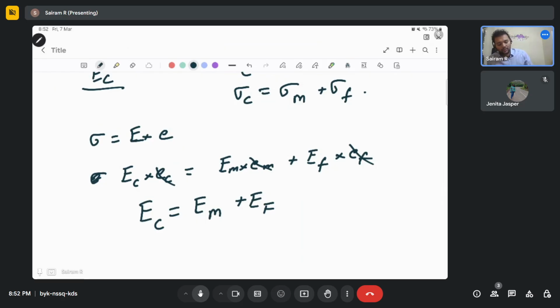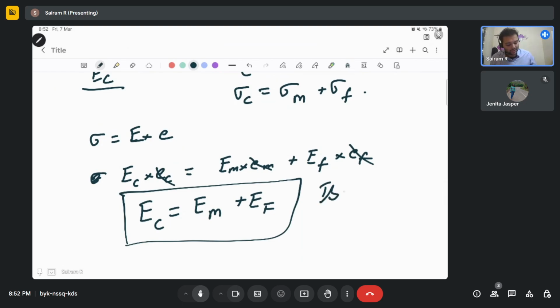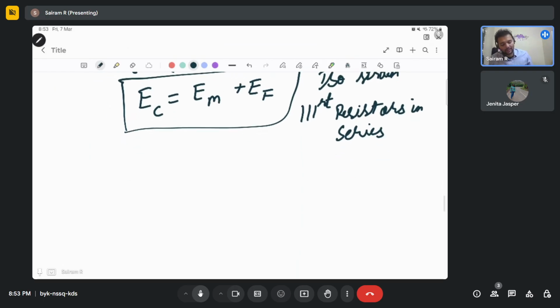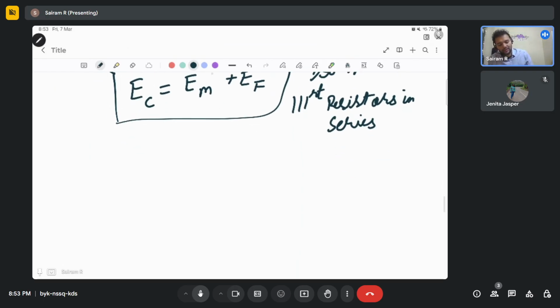Okay, so your isostrain condition is very similar to your resistors in series, right? It is similar to resistors in series. Now let's come to the isostress condition.